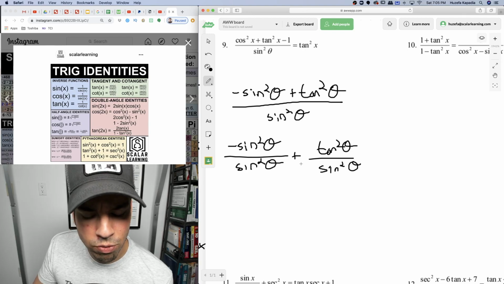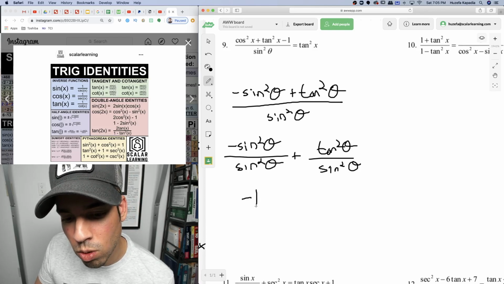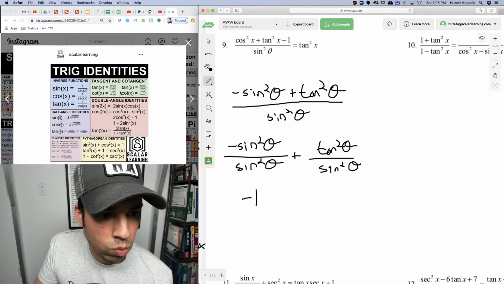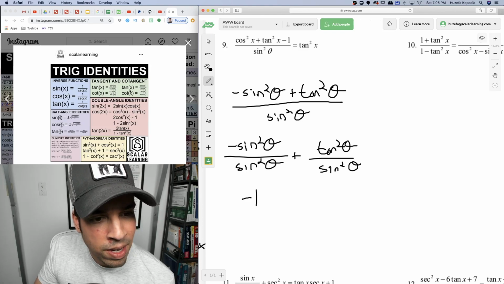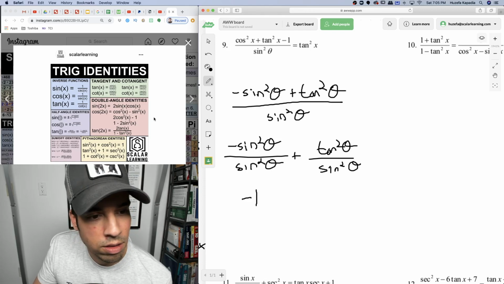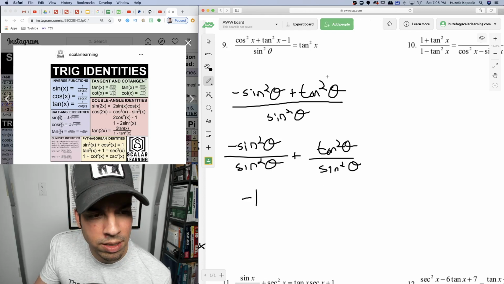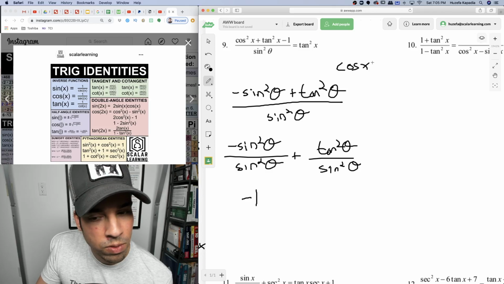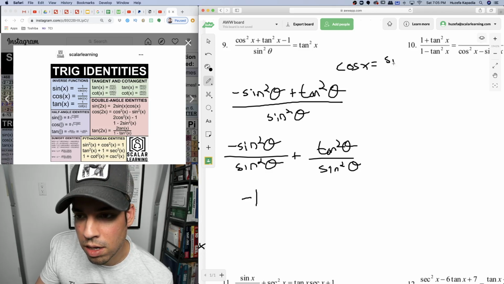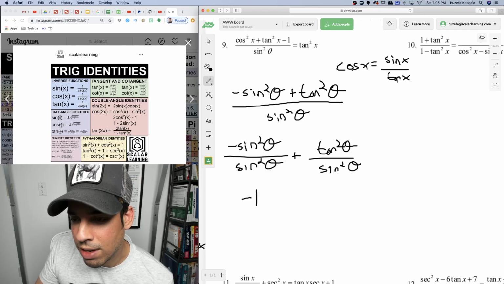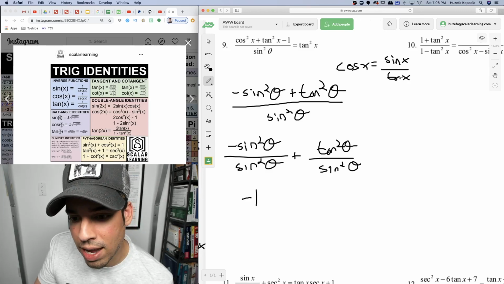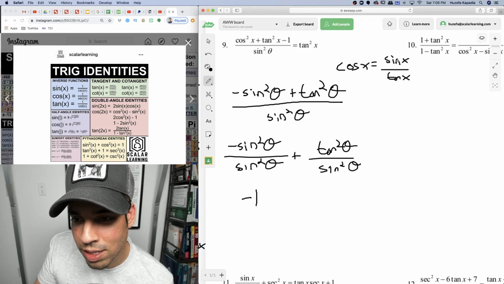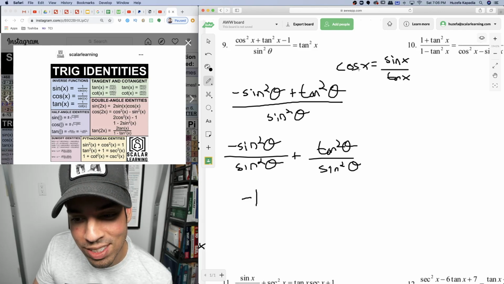Okay, this might not look very fruitful, but this is pretty good because this just becomes -1. And what's tangent over sine? Well, if I look at this identity, I know that if I multiply by cosine and divide by tangent, cosine equals sine over tangent of x, which means that if I flip this, tangent over sine actually equals the inverse of that, which is secant.